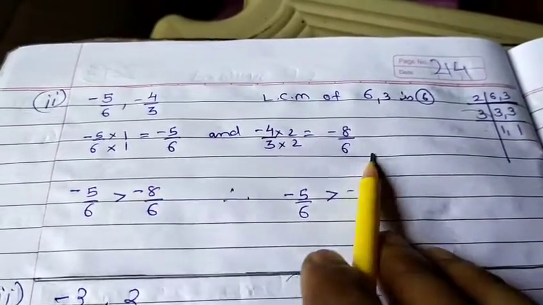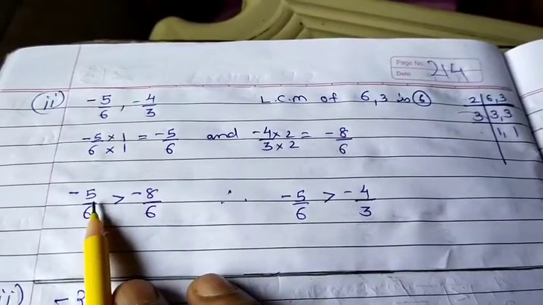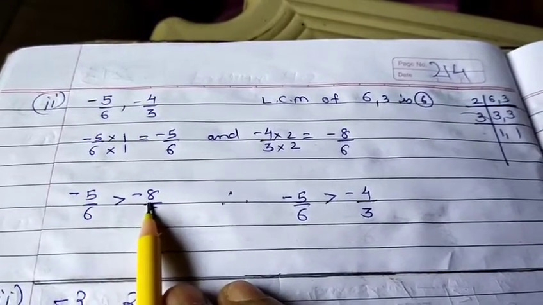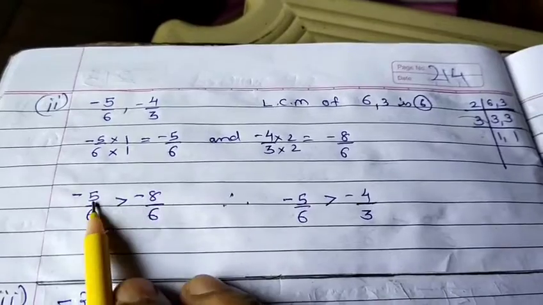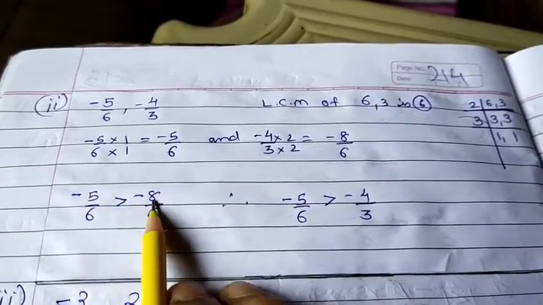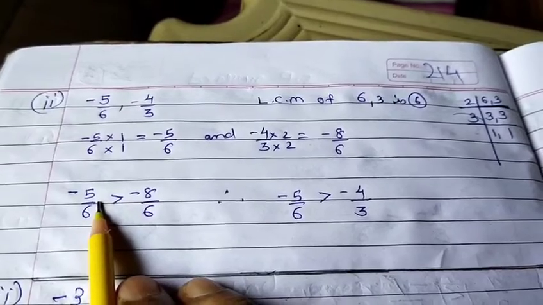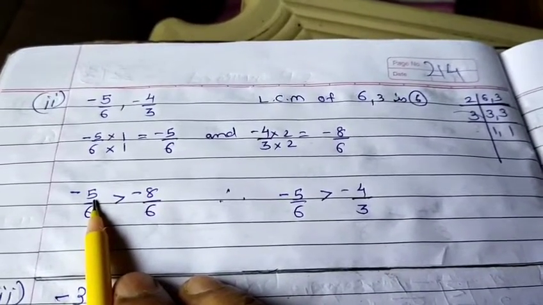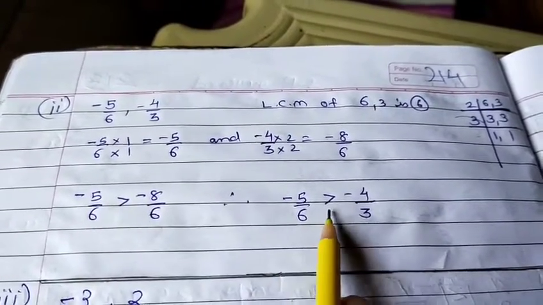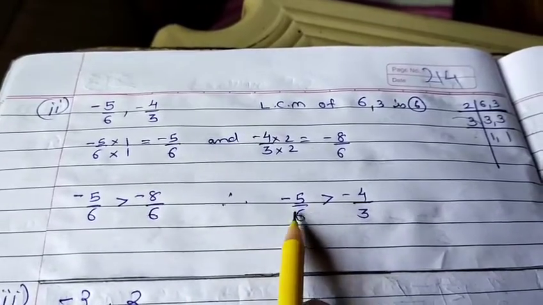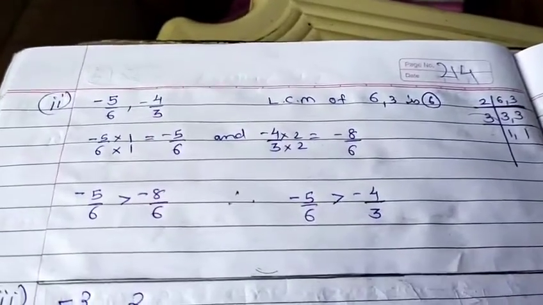Now it's very simple to compare. So we can say that negative 5 by 6 is greater than negative 8 by 6. Why is negative 5 greater than negative 8? Because here in negative, the smaller number has the greater value. So write down its original value, that is negative 5 by 6 is greater than negative 4 by 3.